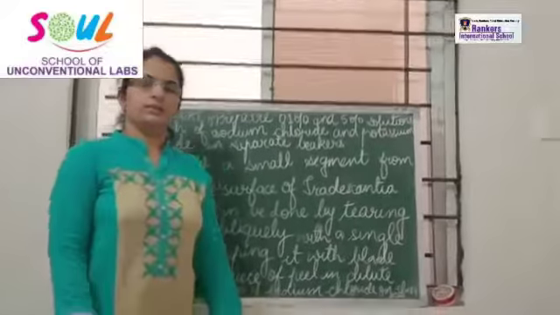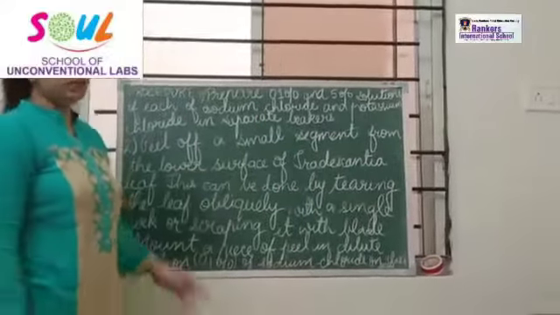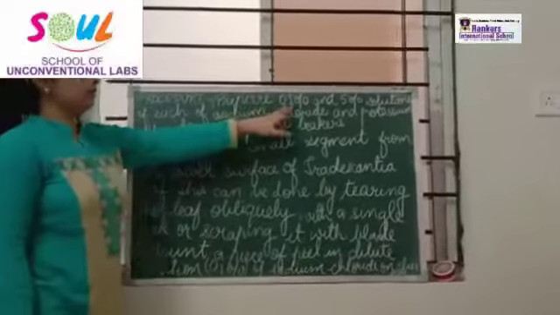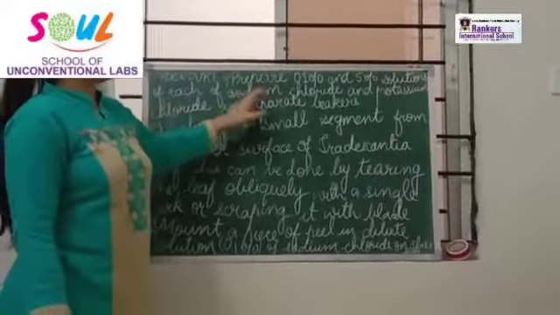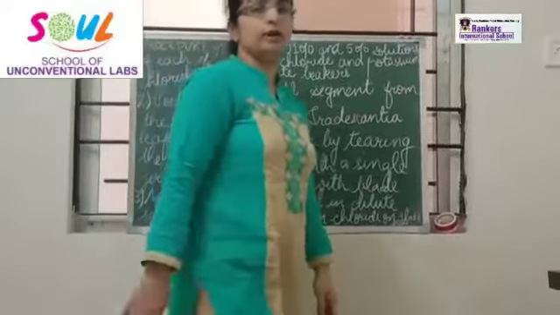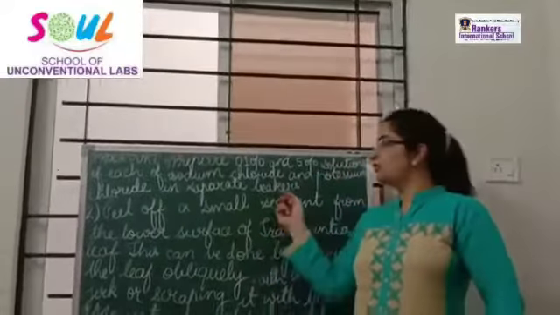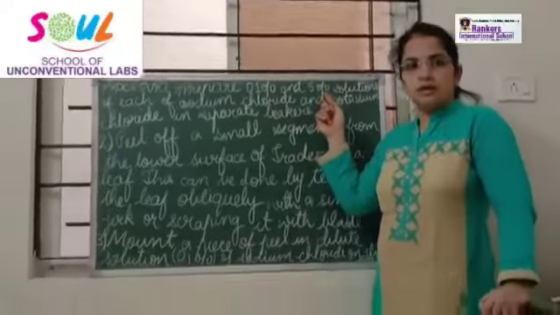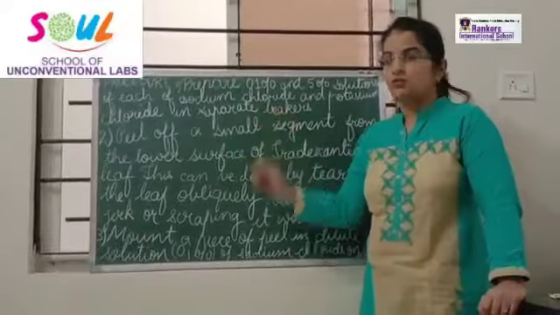For this experiment, we have to follow the procedure which I am telling you in this video. First, prepare 0.1% and 5% solutions of each of sodium chloride and potassium chloride in separate beakers. Means you have to take two beakers and make these two solutions of 0.1% and 5% of sodium chloride and potassium chloride.